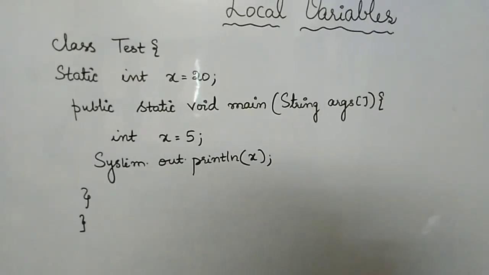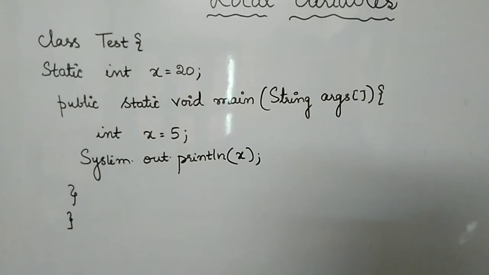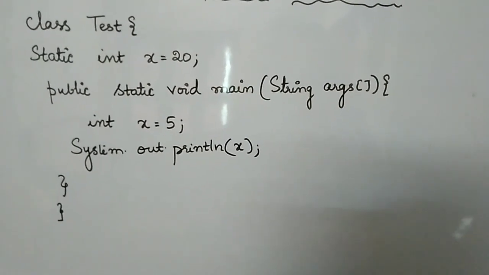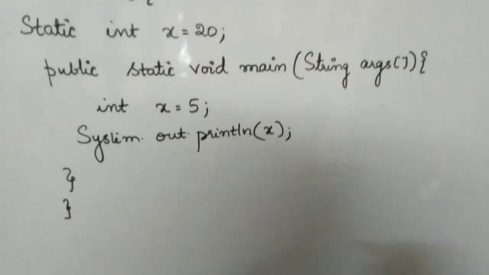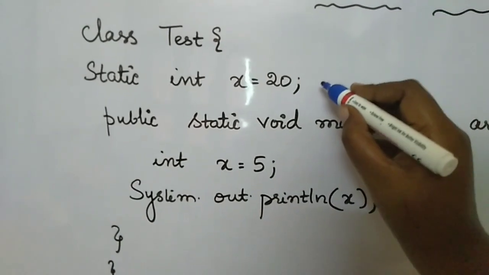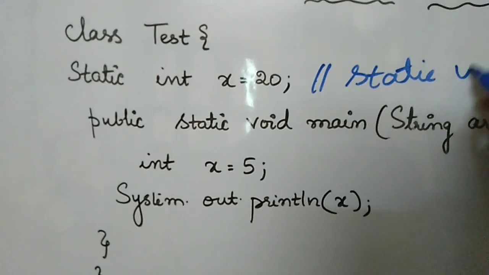Okay friends, let us look into this particular program wherein there is a class test, and inside the class test there is a class level variable x is equal to 20, and we are also having a method main, and inside the main method we are having a variable x. Now this is the static variable.